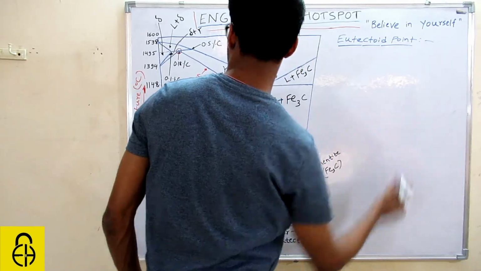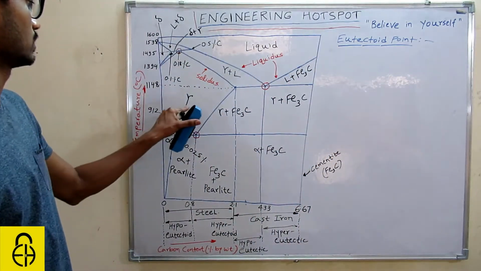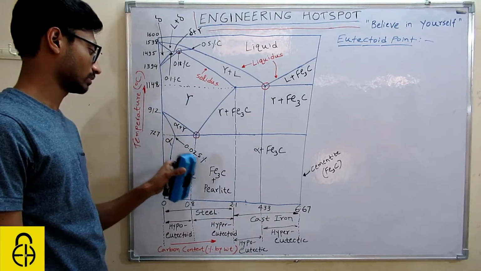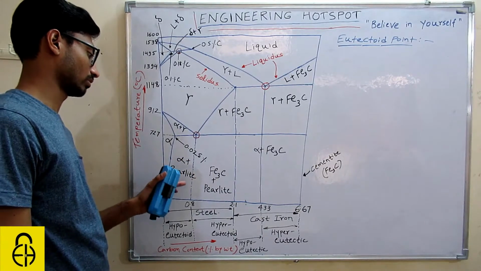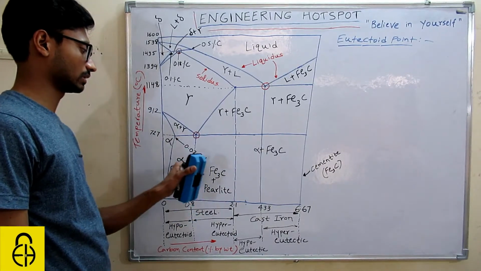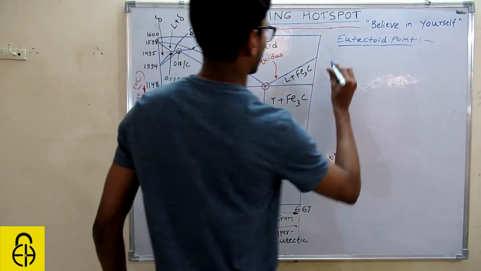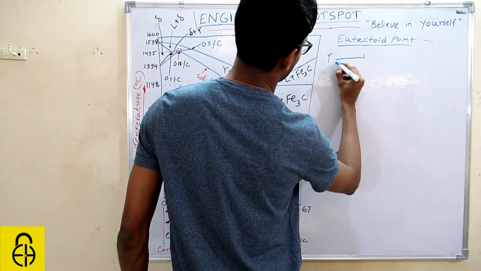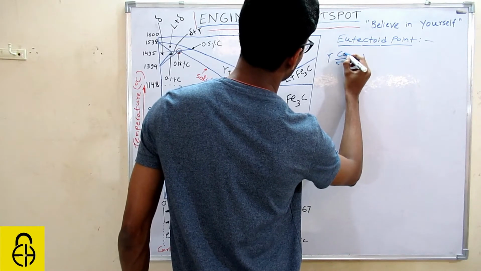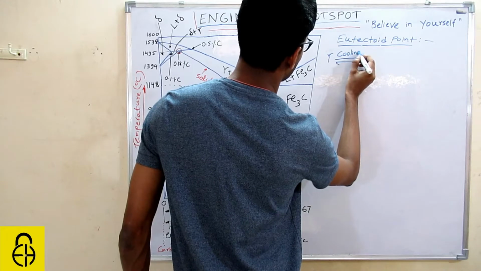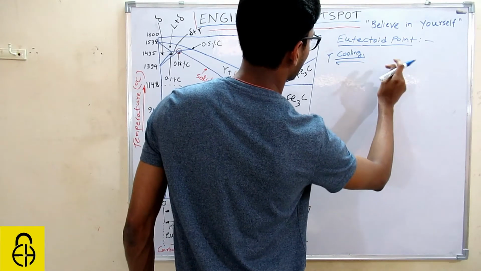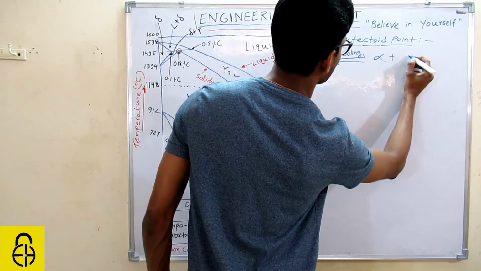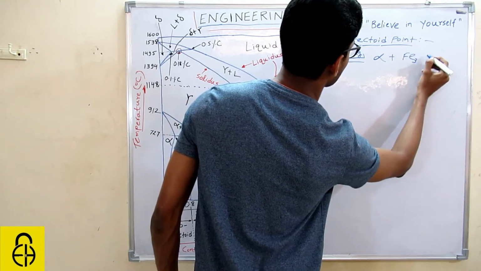What we can see at this point: if you cool the gamma iron, you will get some alpha and Fe3C. You can see such things. So what will happen basically? Gamma on cooling, you will get alpha plus Fe3C, okay?